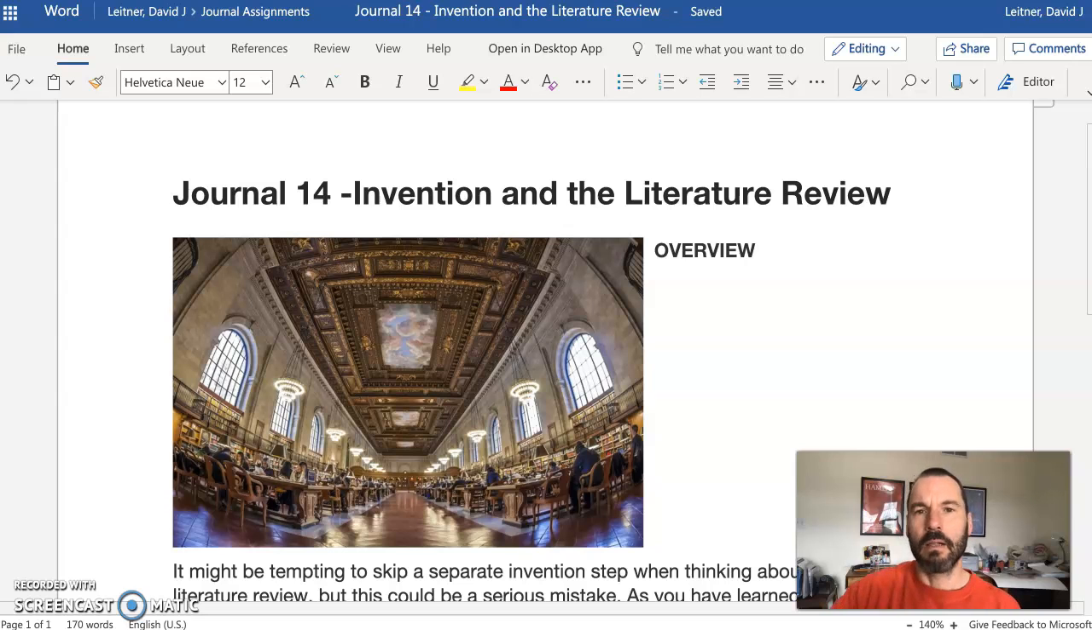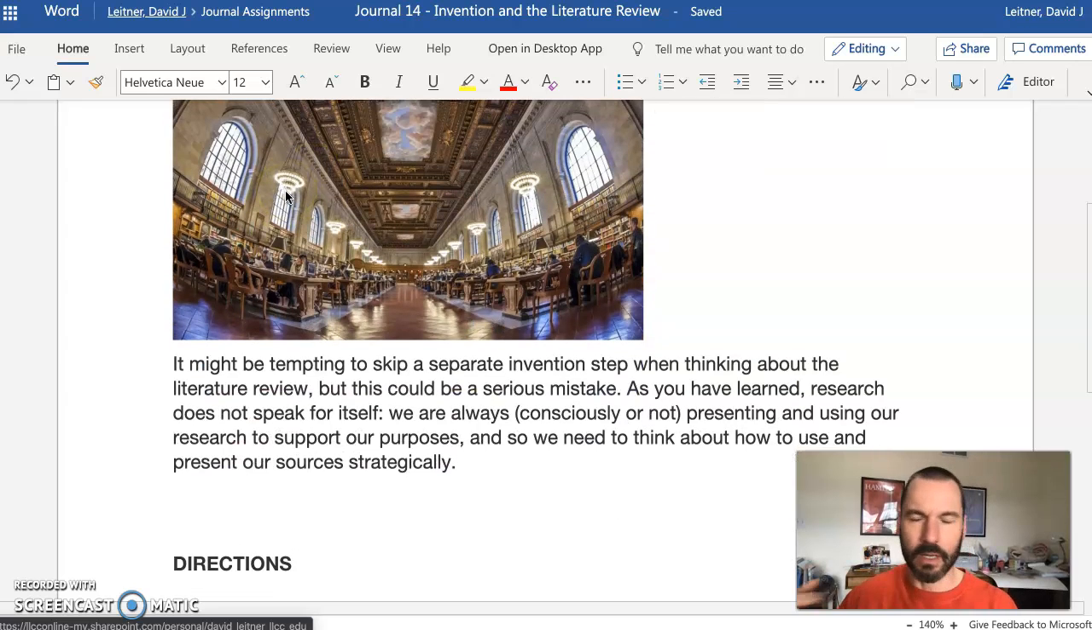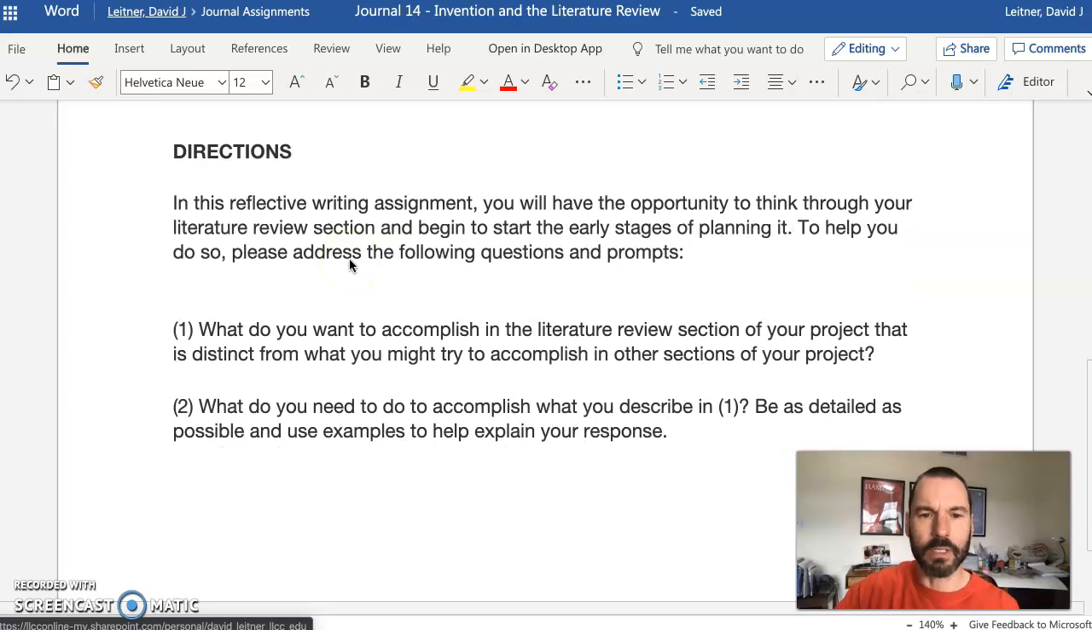So that's what Journal 14 is about, getting started writing this synthesis of your research. And these directions at the bottom, I just want to go over real quick. Number one says, what do you want to accomplish in the literature review section? You don't want to just say, I want to present my research. That's the purpose of every literature review.